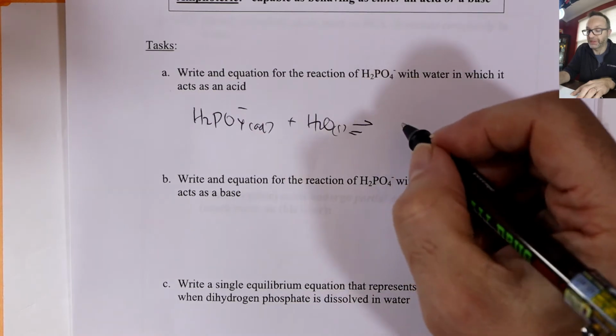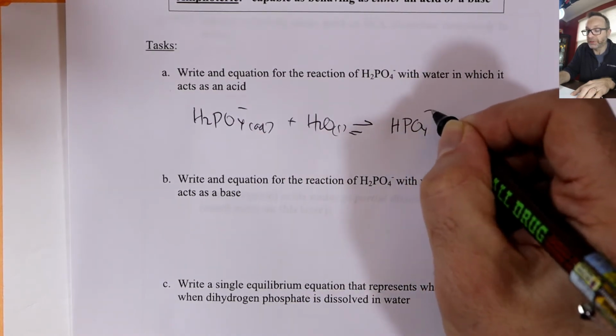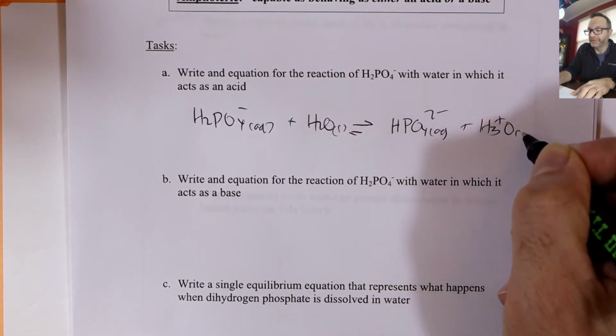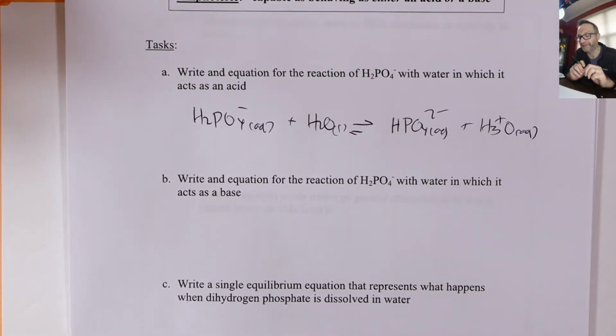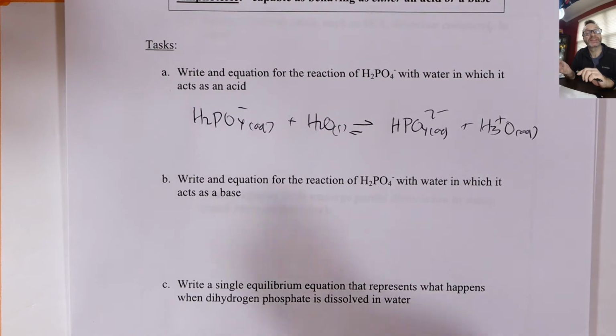So it's going to turn into HPO4 2-, because it's going to lose H plus, the hydronium ion. Remember, that's the thing that's really responsible for acidity, okay? Why don't you guys try B? So write a similar equation, but when it reacts with water in which it acts as a base. So it steals a proton from water.